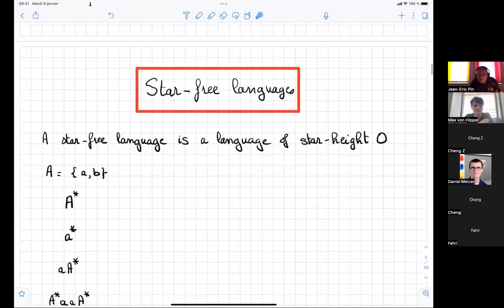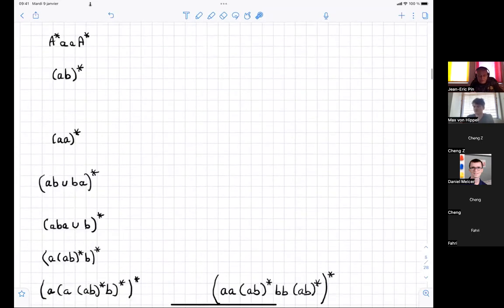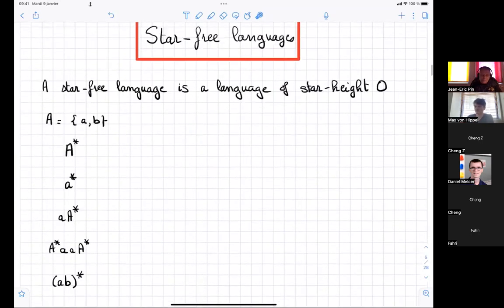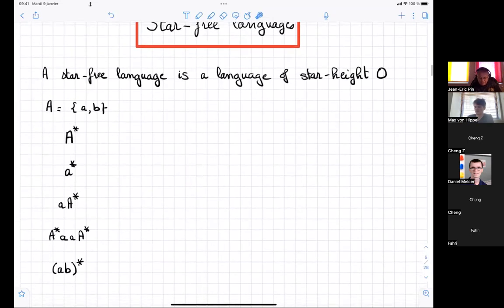So we start with star height 0, and these languages are called star-free languages for some obvious reason. If you have star height 0, you have no star at all. And the question is, I give you a long series of languages, and we will try to see whether one can say whether these languages are star-free or not.